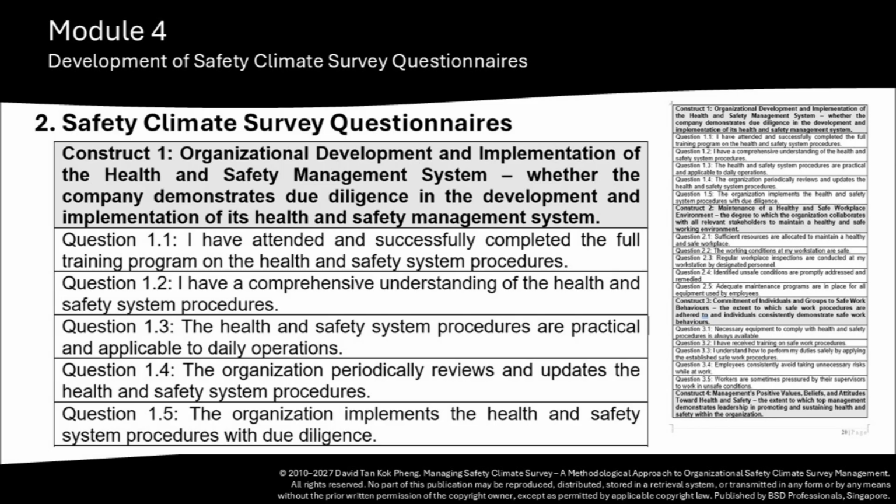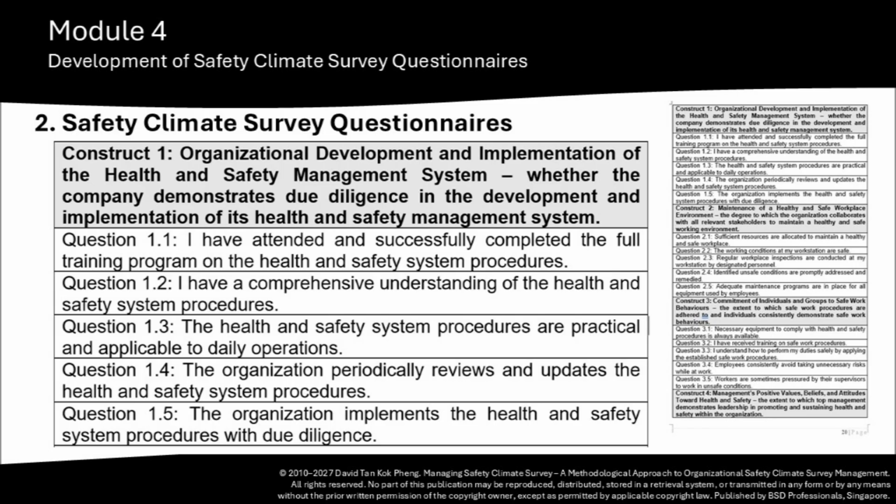Question 1.2 evaluates employees' understanding of the health and safety system procedures. Having knowledge of the procedures is essential for ensuring workplace safety and compliance. Question 1.3 assesses whether the health and safety procedures are practical and relevant to daily work activities. Procedures should be realistic and easy for employees to apply in their routine tasks.